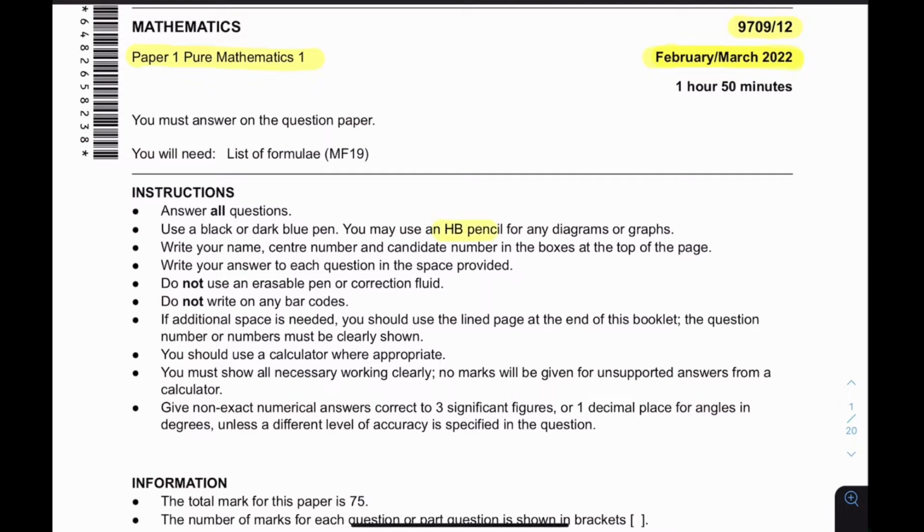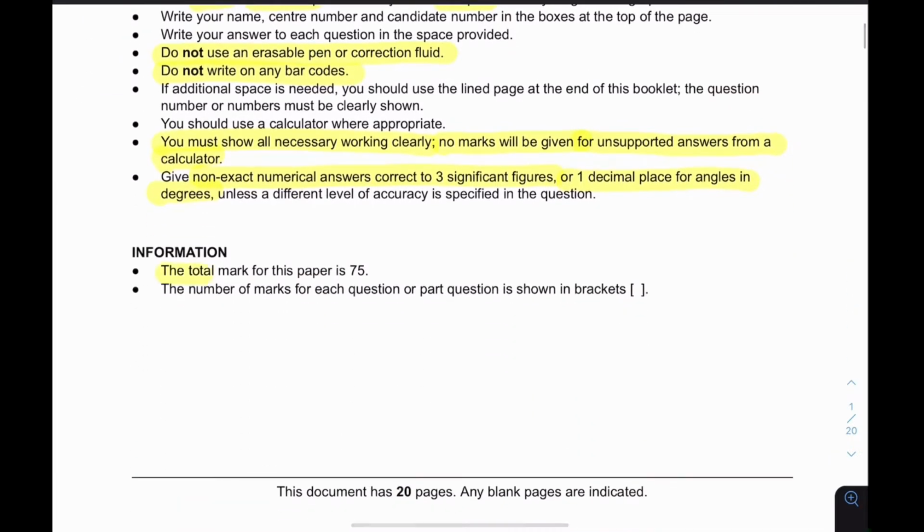Before starting this, you need to follow the instructions as usual. An HB pencil is necessary; a dark blue pen and black pen are necessary. You must show all necessary working clearly. No marks will be given for unsupported answers from calculators. Always remember that non-exact numerical answers should be correct to 3 significant figures, or 1 decimal place for angles in degrees, unless it is mentioned otherwise in the question. The total marks is 75, and the marks are given in these brackets.